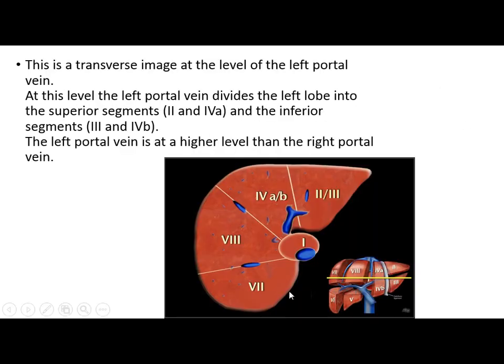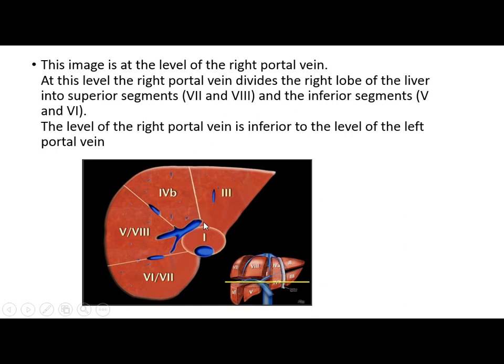In the lower plane, as we see here, how do we know we are in the lower plane rather than the upper? The left portal vein begins to appear, so we are in the middle of the liver. As we know, the left portal vein is higher than the right portal vein, so we are in segments 2, 3 and 4A or 4B, and the middle. We are still in nearly the superior segments, 8 and 7. When the right portal vein begins to appear, we are in the lower plane, nearly the lower segments.